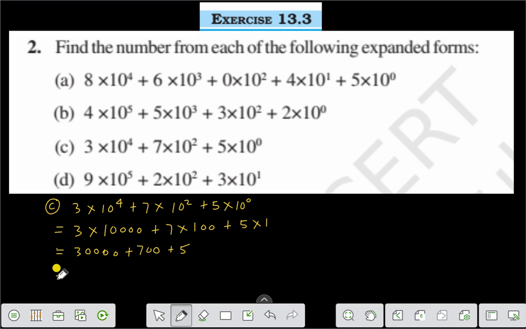right? Here you see the unit place is 5. In tens place it is 0. In 100 place it is 7. In 1000 place it is 0. In 10,000 place it is 3, right? When you put the commas here, there is 30,705. This is the answer of question number C.